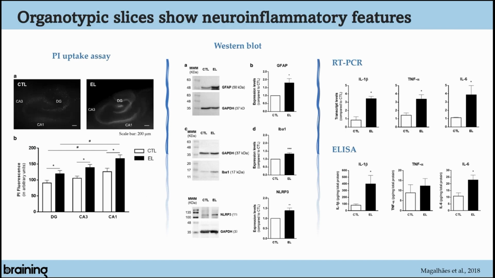We went on with the characterization of these entorhinal cortex-hippocampus organotypic slices. We did a PI uptake assay in the area of the hippocampus. And now it is time for me to tell you what is the control and what is the L. So in all these graphs, we call L the epileptic-like slices, which means the slices where we depleted the horse serum, the slices that underwent this gradual horse serum depletion.